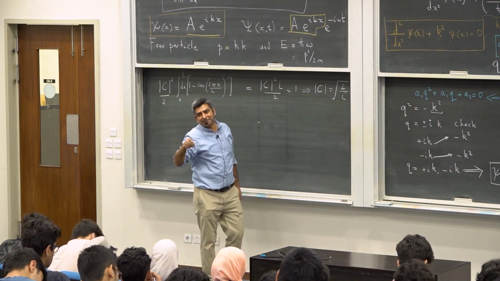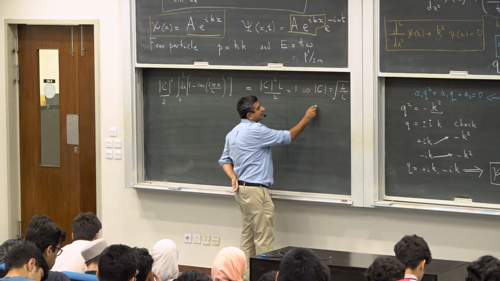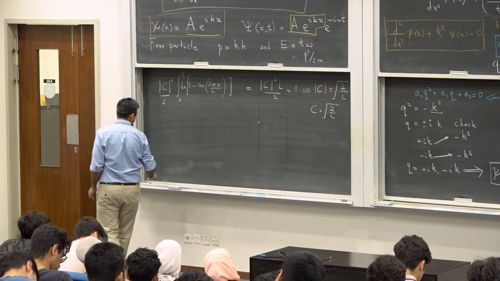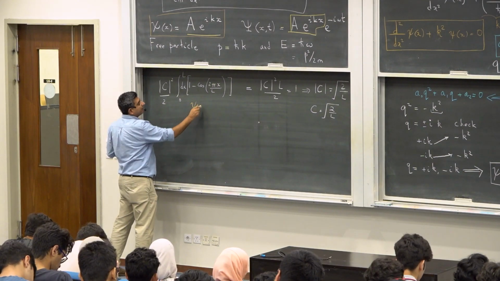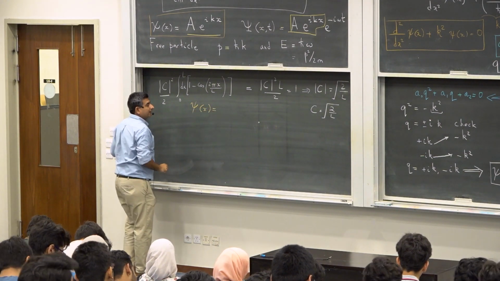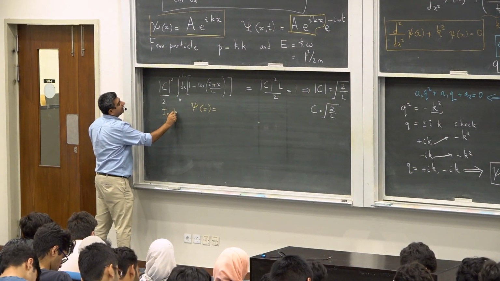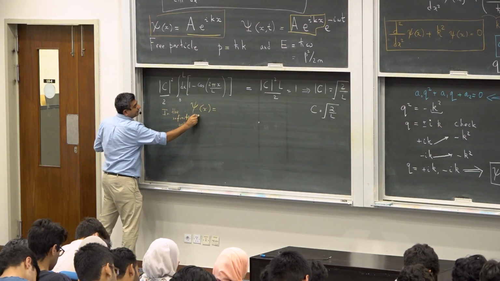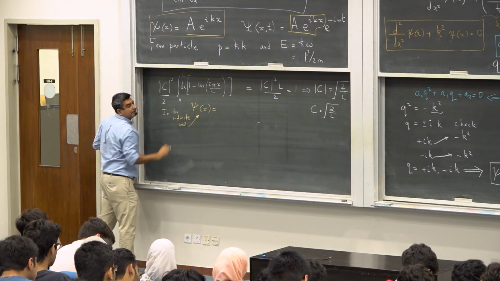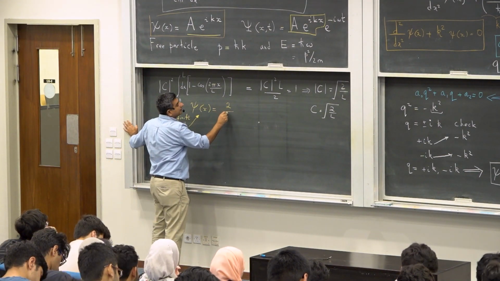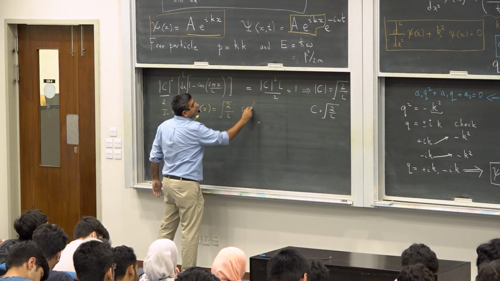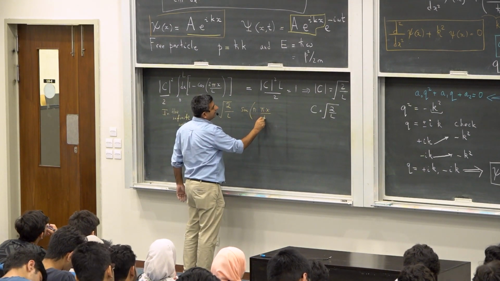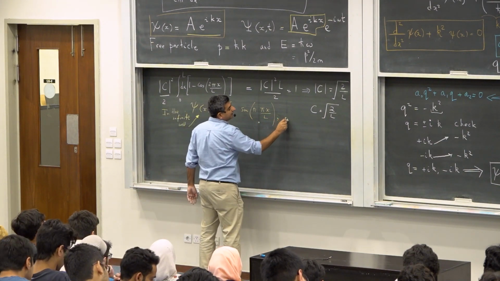And global phase doesn't matter. I can put any phase with C. So I just put C equals square root of 2 over L. So my wave function, finally, the final solution for the wave function inside the well, in the infinite well, is square root of 2 over L sine of n pi x over L, where n is a natural number.